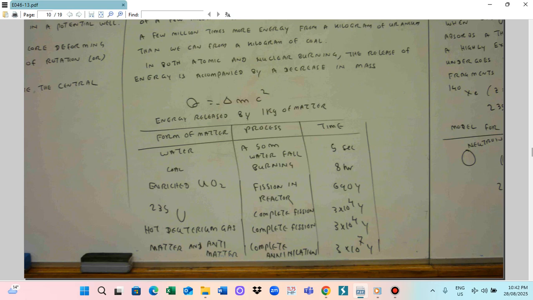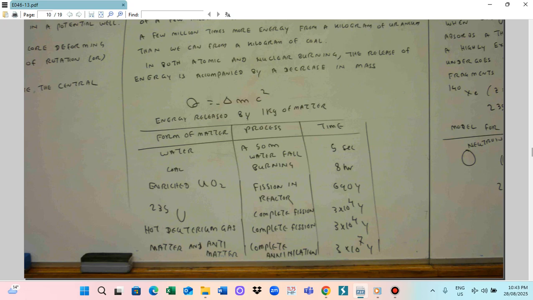Now we draw this table. It shows the energy released by 1 kilogram of matter. I give it to you in the table. So this is how the nuclear energy is released.